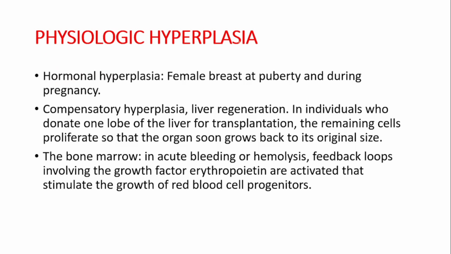So coming to this, physiological hyperplasia is seen in the female breast at puberty and during pregnancy, whereas compensatory hyperplasia is seen after partial hepatectomy. That is, in individuals who have donated a lobe of the liver for transplantation, the remaining cells will proliferate so that the organ grows back to its original size. And in the bone marrow, following acute bleeding and hemolysis, the growth factor erythropoietin is activated, which will stimulate the progenitor red blood cells.